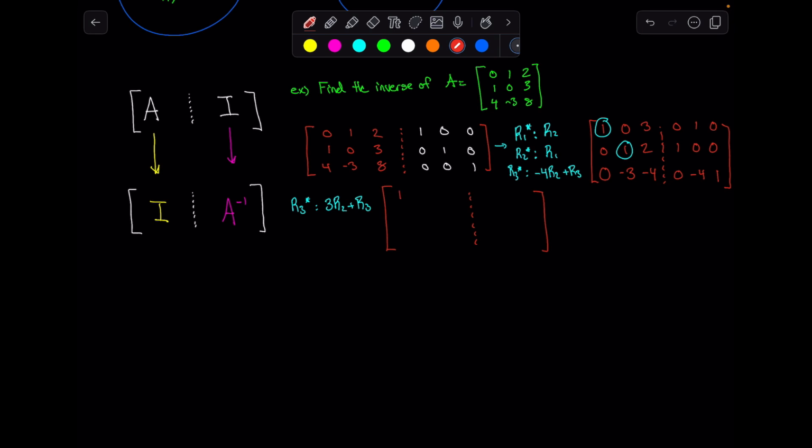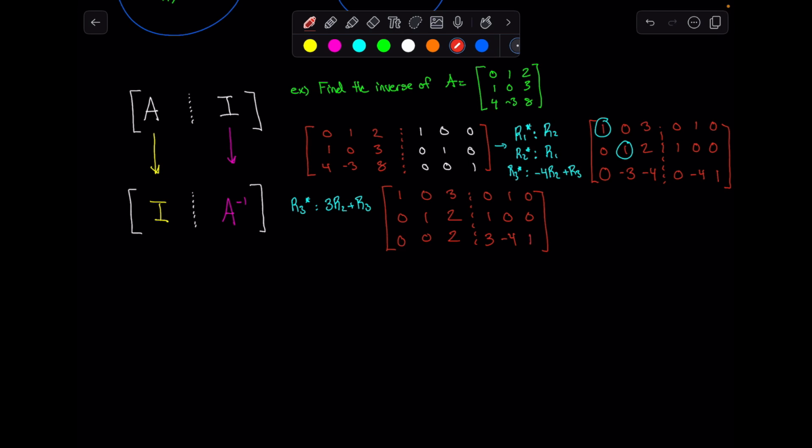The first row stays the same: 1, 0, 3, 0, 1, 0, 0, 1, 2. The second row is also staying the same: 1, 0, 0. Third row, not so much. If I do 3 and add, we're going to get 0 here. 6 and -4 is going to be a positive 2. And then I'm going to get a 3 here, a -4 here, and a 1 over here.